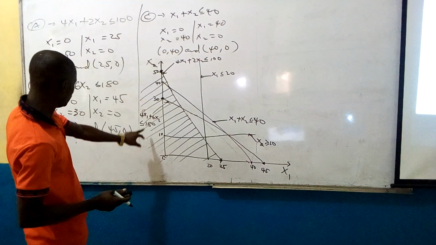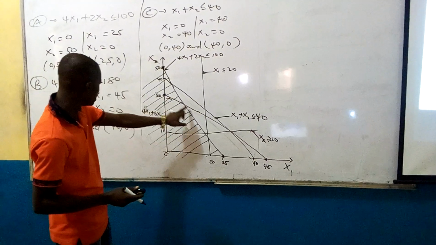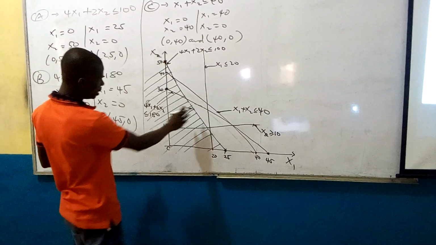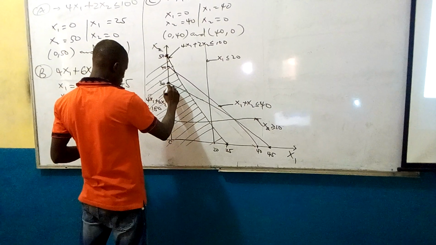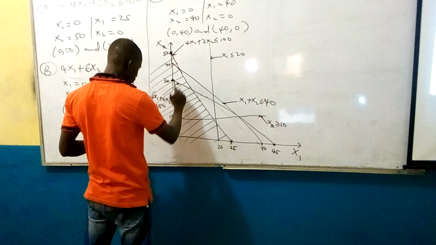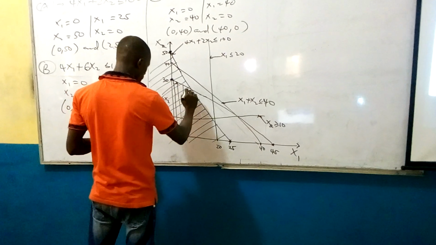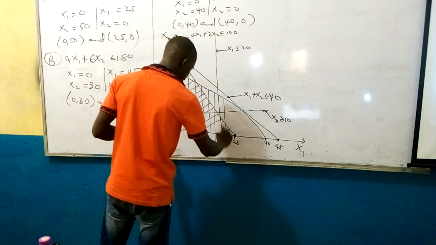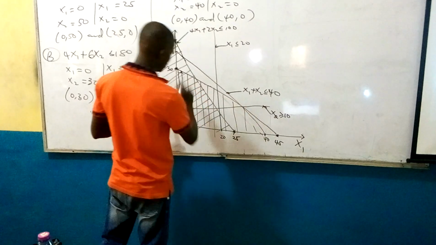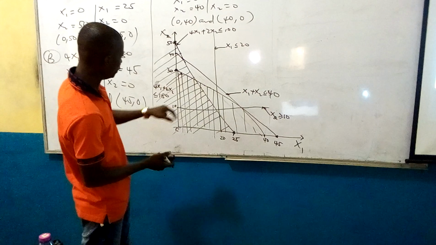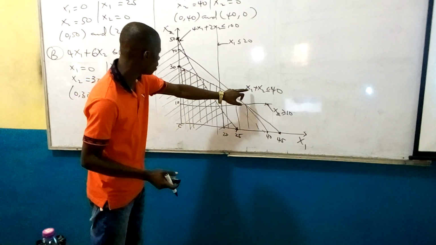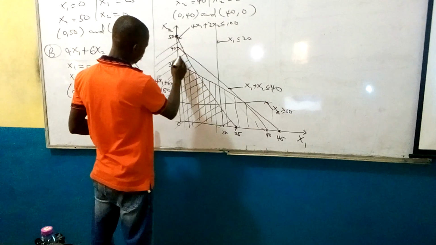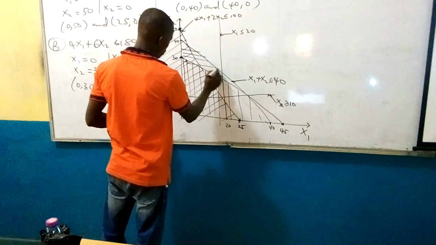Then the other one, this is the line for 4x1 plus 6x2 should be less or equal to 180. So this line should also be less or equal to. Let's shade vertically and see. That one too shouldn't go beyond. Then we have this one. We say that x1 plus x2 should also be less or equal to 40. So this one too. Let's shade horizontally.